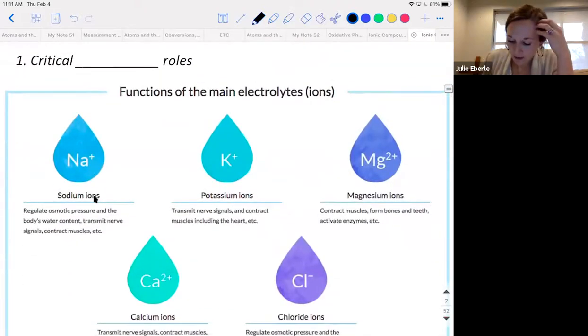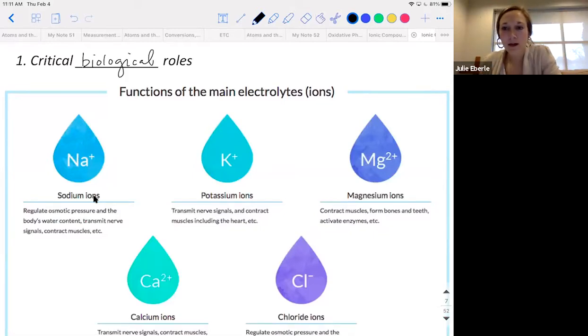They also have critical biological roles. All right, the reason we need them, the reason we take them in our diet is because of what they do for us. And I'm not going to read every word on this slide. You can zoom in and read what each ion does. I want you to know the purpose of these ions. If I ask you on an exam, what is sodium important for? What is potassium important for? Give me 2 reasons or 3 reasons ions are important.